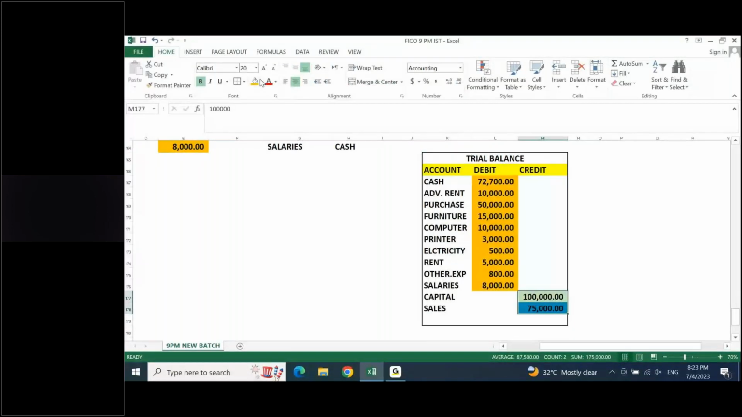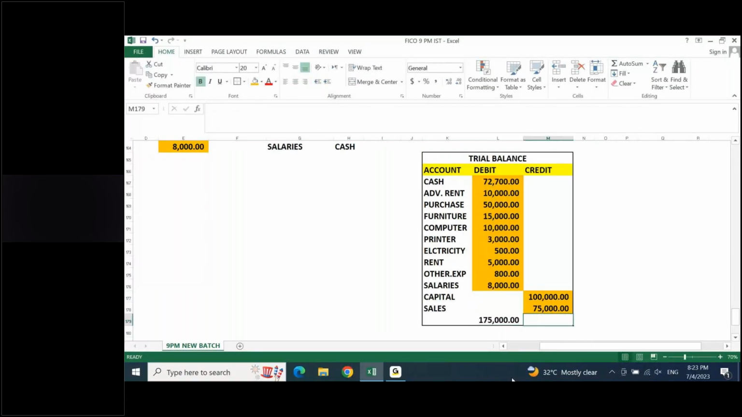What I am going to do is a total for the debit side, and a total for the credit side. If you do a sum of debit and credit, it should be 0. Debit balance is 175, credit balance is also 175.